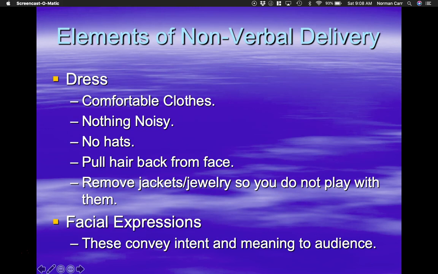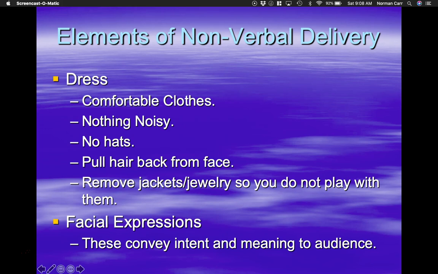There are some different elements of nonverbal delivery that we have to discuss. One of them is how you dress. When you dress, you want to make sure that you're wearing clothes that are comfortable. You don't want to wear clothes that are noisy. Any kind of fabric that, when it rubs together, can make any kind of swishing sound or a loud noise, you probably do not want to wear, because when you present a speech, sometimes you might have some nervous tendencies of swaying and stuff like that.